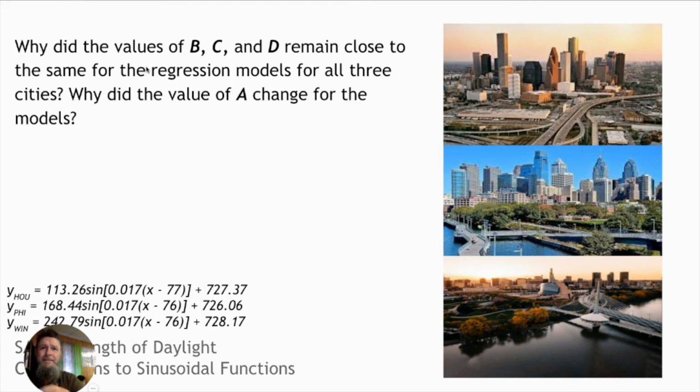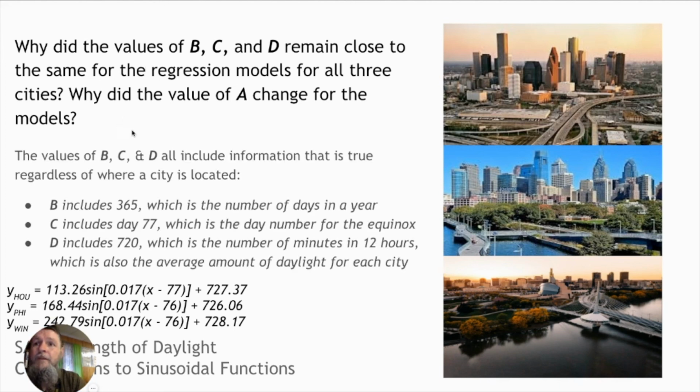Why do the values of B, C, and D remain close to the same for the regression models for all three? And then why did the value of A change for all the models? B, C, and D all include information that is true regardless of where the city is located. A changes as the latitude gets further north.